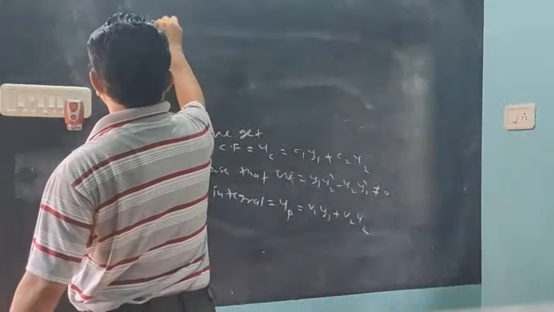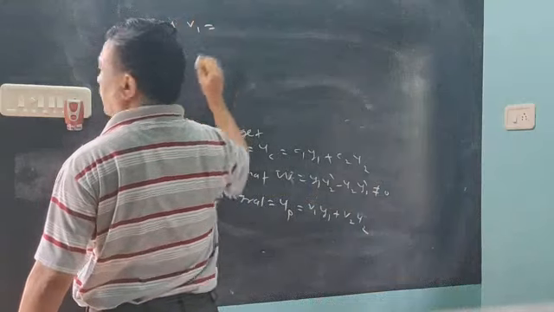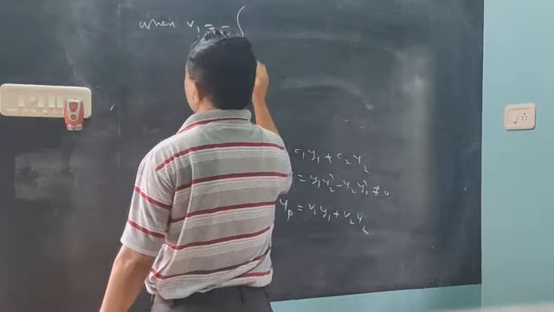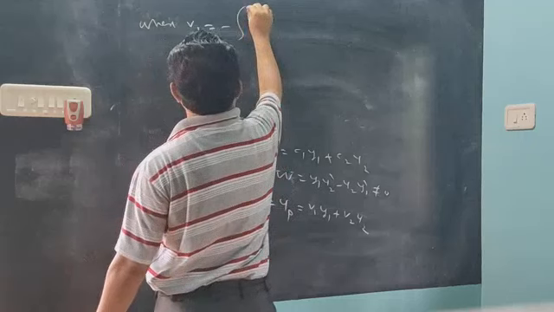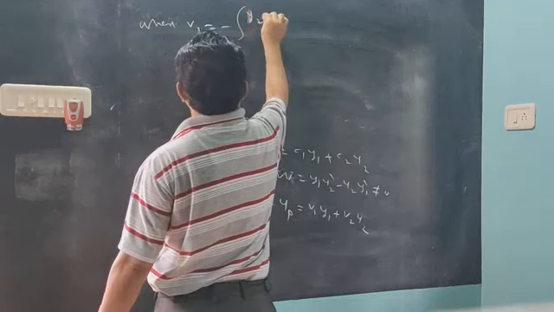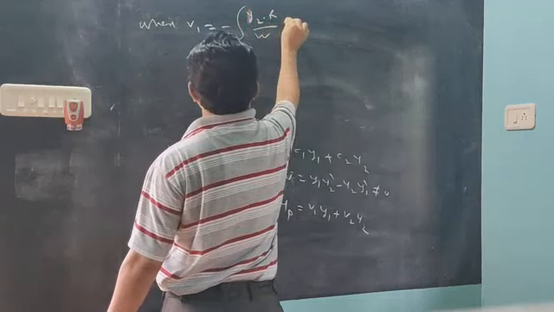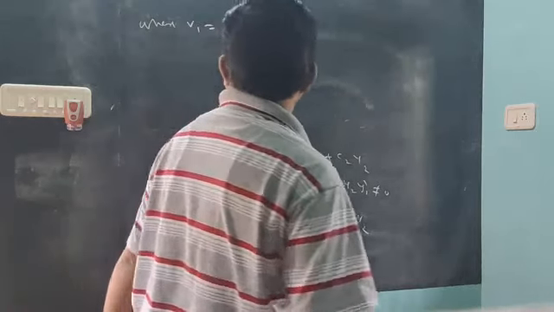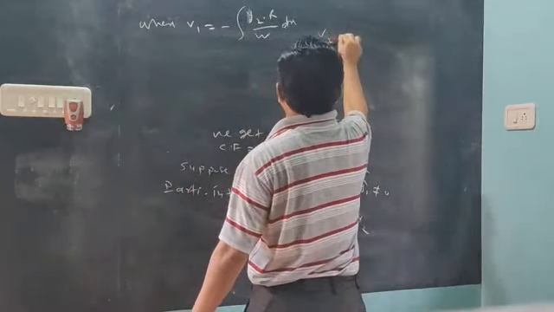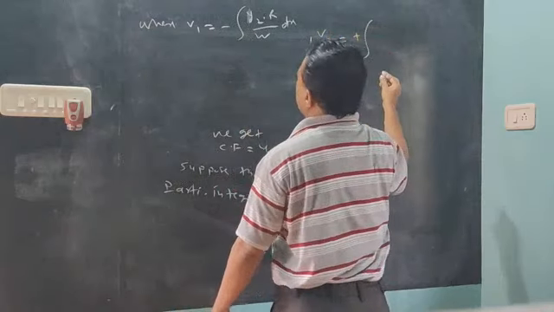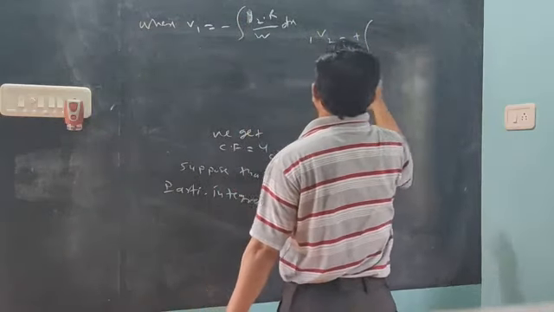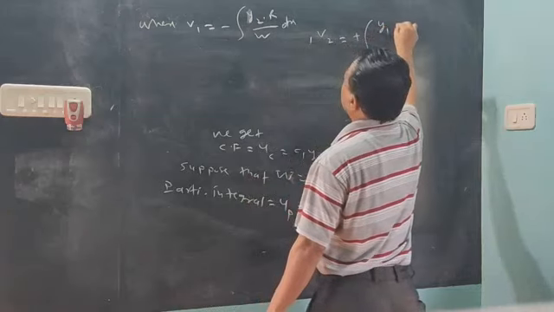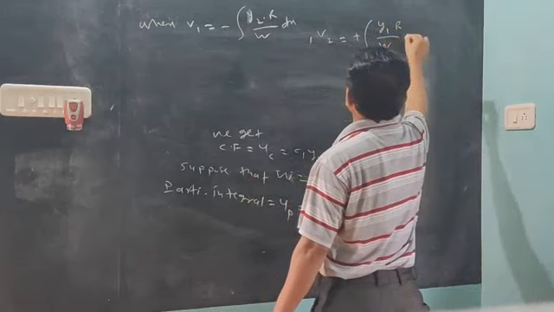So V1, by the formula, is minus the integration of y2 times the right side upon the Wronskian, dx. This is the formula by theory. V1 is minus and V2 is plus: the integration of y1 times the right side upon the Wronskian.